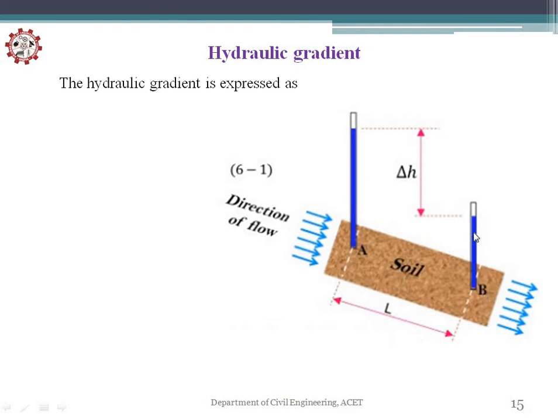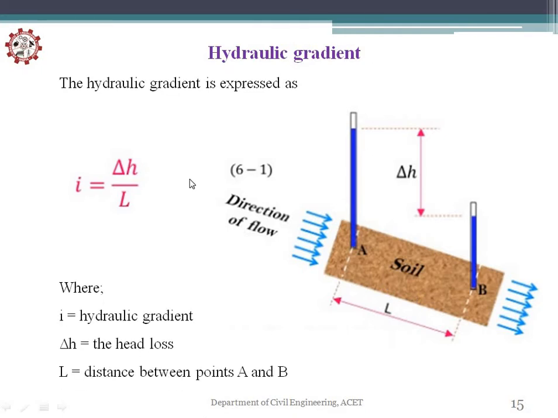So point B again has a level of water. The difference between the two levels of water is delta H. Therefore, hydraulic gradient i equals delta H upon the length of the soil mass between the two piezometers. So i is the hydraulic gradient, delta H is the head loss, and L is the distance between the two points A, B.